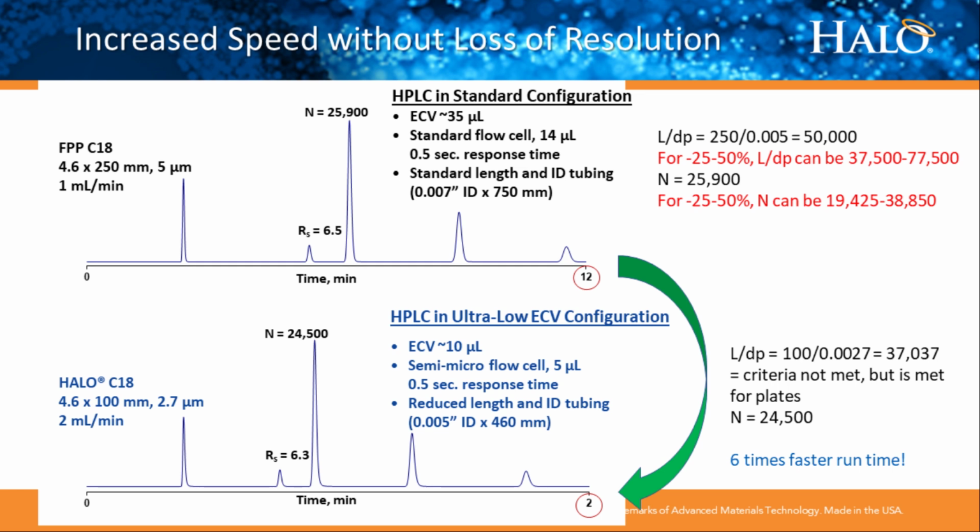So moving to a Halo C18 column in 4.6 by 100 millimeter dimension, 2.7 micron particle size, we're able to run 6 times faster. And if you look here, we're just barely not meeting the L to dp criteria at 37,037, but we are meeting it for plates, which is 24,500. So this just shows you some of the flexibility that the guidance has enabled for SPP particle columns.